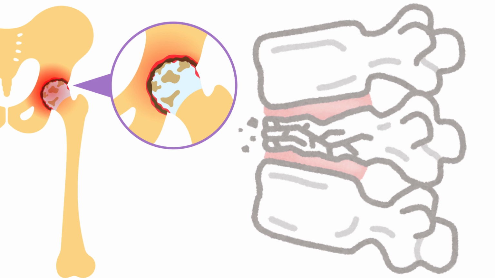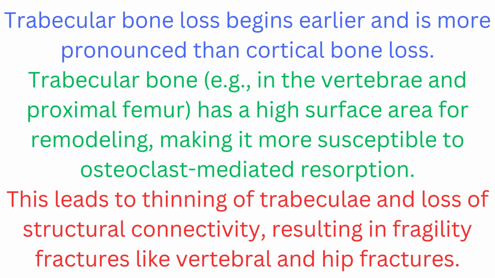So, why does it occur more commonly in the head of the femur and the body of the vertebrae? Because the trabecular bone loss begins earlier and is more pronounced than cortical bone loss. Trabecular bone has a high surface area for remodeling, making it more susceptible to osteoclast-mediated resorption, and this leads to thinning of trabeculae and loss of structural connectivity, resulting in fragility fractures like vertebral and hip fractures.